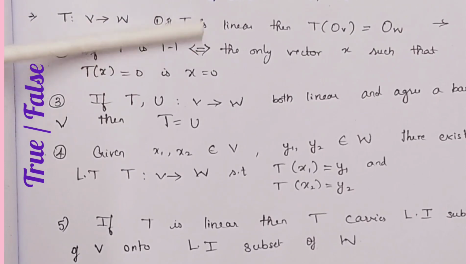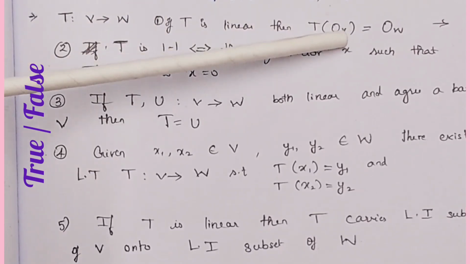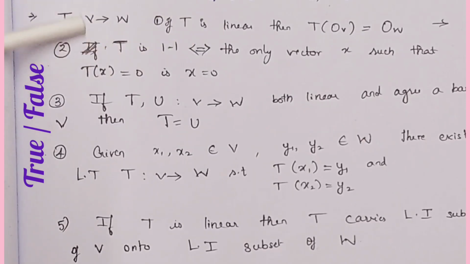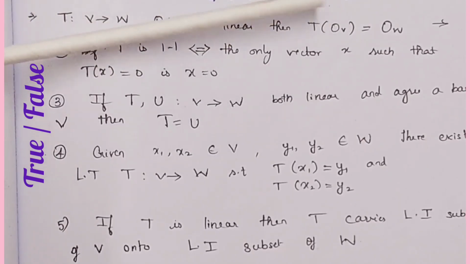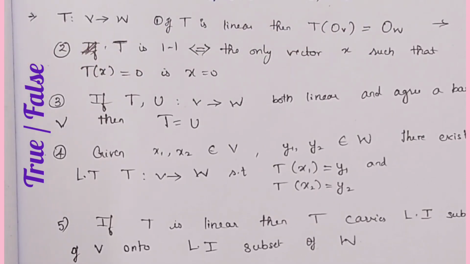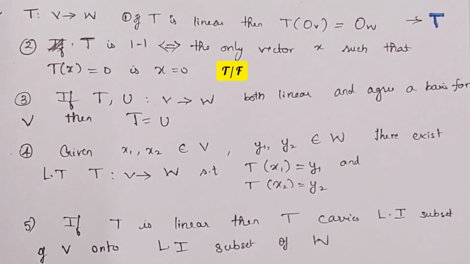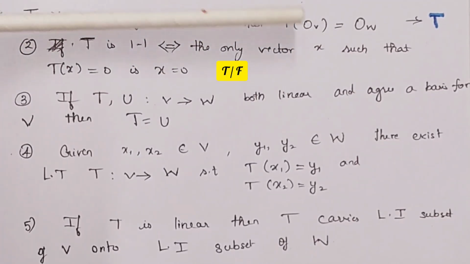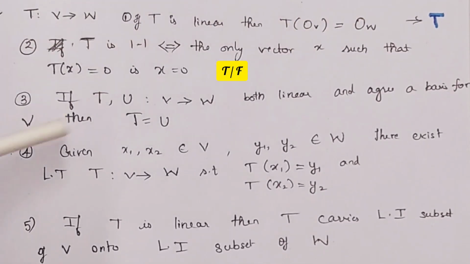So the first question is, if T is linear, then T of 0_V, where 0_V is the notation for the zero vector from the vector space V, goes to 0_W. Say whether it is true or false. Yes, it is true, because this is the definition that we have seen recently. A linear transformation always sends the zero vector to the zero vector in W.